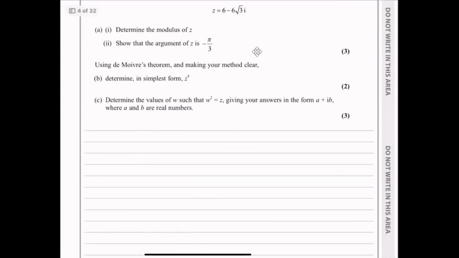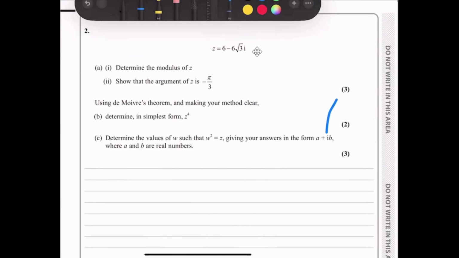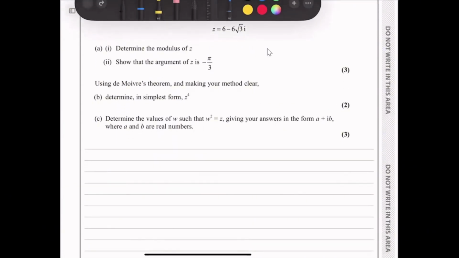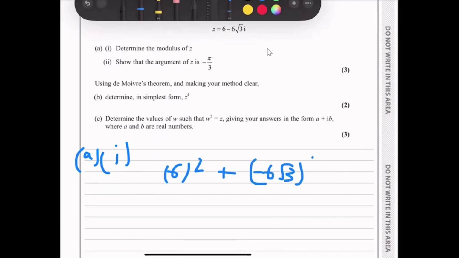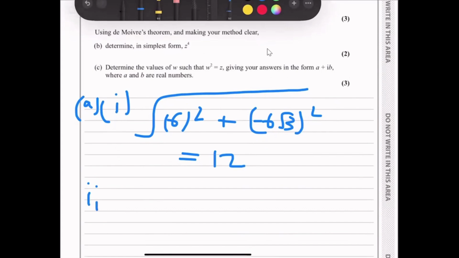Okay, so question 2. First part, find the modulus of z. So you square both the x and y. X is 6, y is minus 6 root 3. So 6 squared plus minus 6 root 3 squared, and square root of the entire thing. You get 12. Second part, show that the argument is minus pi by 3.